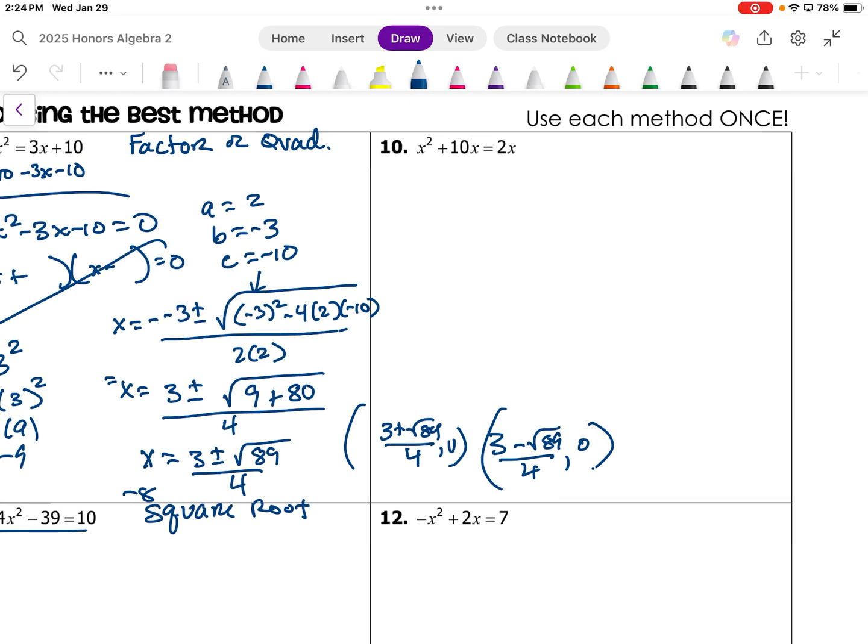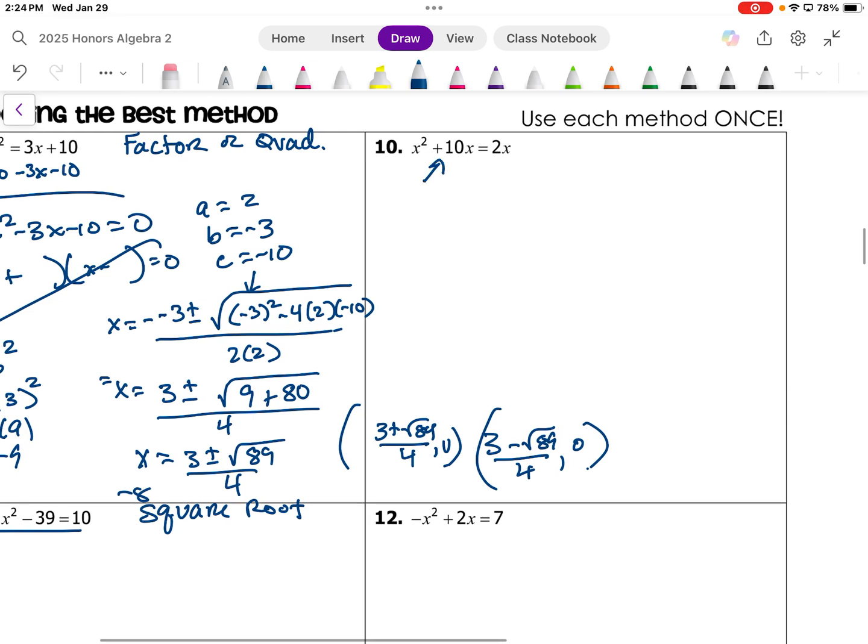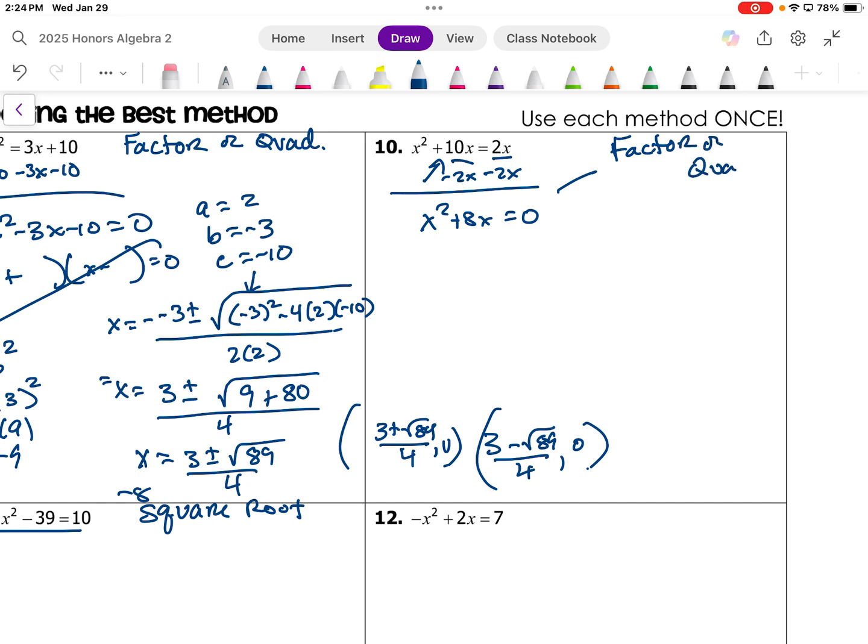All right. Number 10. Again, we have all three. Well, we have two of them that have x's. So let's bring the 2x over. So we get x squared plus 8x equals 0. We could do factoring, or we could do quadratic formula.